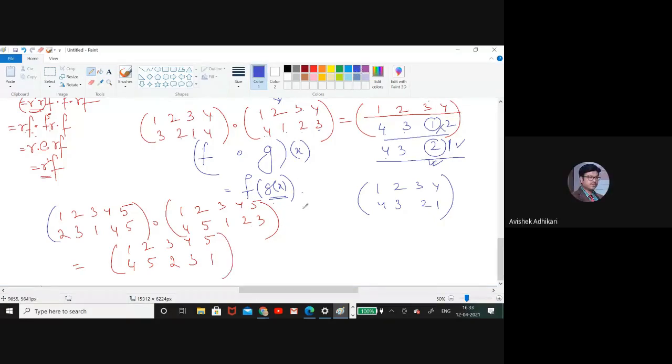Okay, let's check. So as I mentioned, start with this side. 1 goes to 4, and then check where this 4 goes. 4 goes to 4. So ultimately 1 goes to 4. First one is correct. Then check 2 goes to 5, and then check where 5 goes. 5 goes to 5, then 2 goes to 5 is fine. Then 3 goes to 1, and then 1 goes to 2. That means 3 goes to 2 is correct. 4 goes to 2, 2 goes to 3, so 4 goes to 3, and 5 goes to 3, and 3 goes to 1. So this is very good. Now it's clear to all of you?